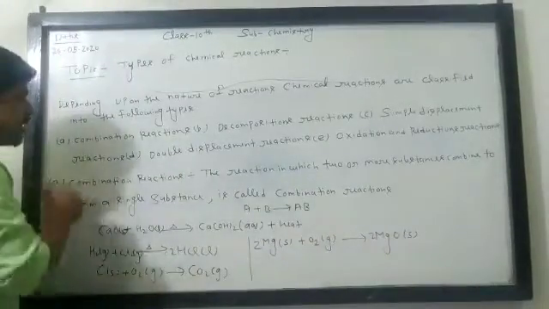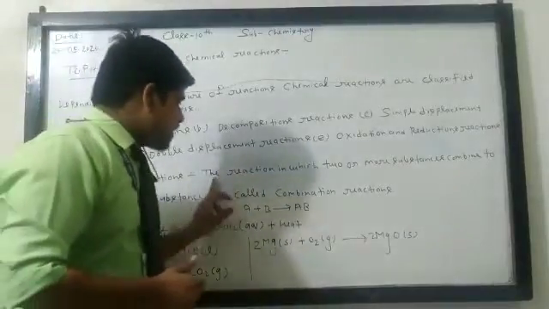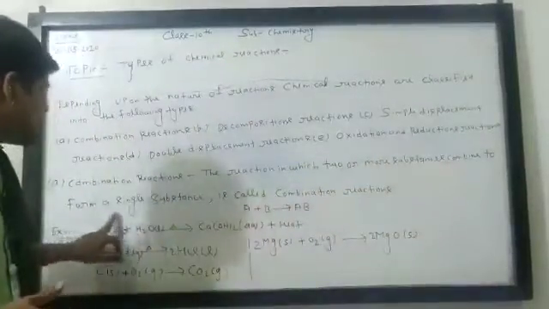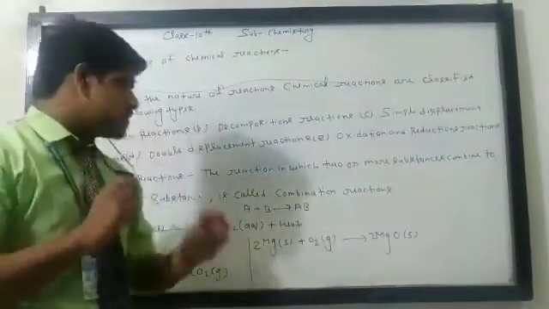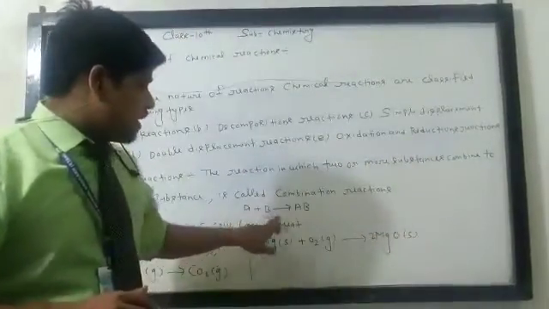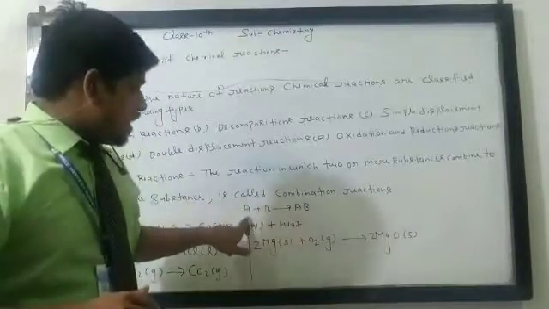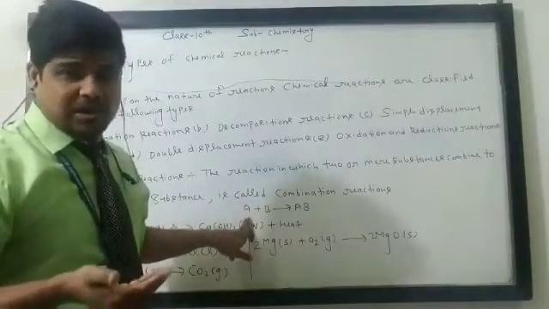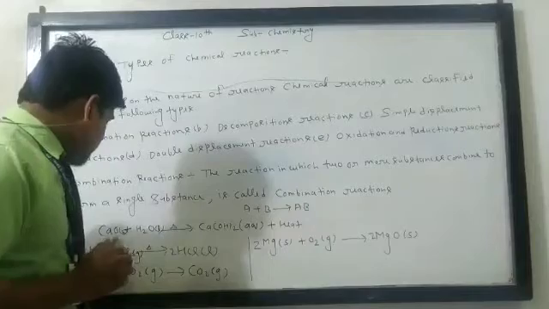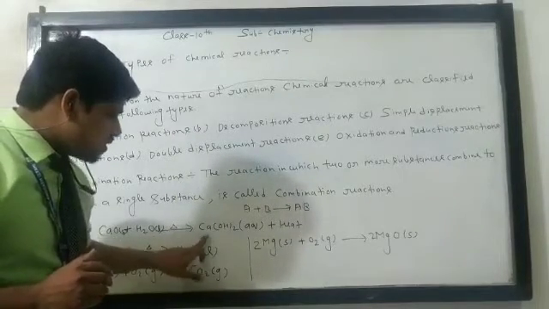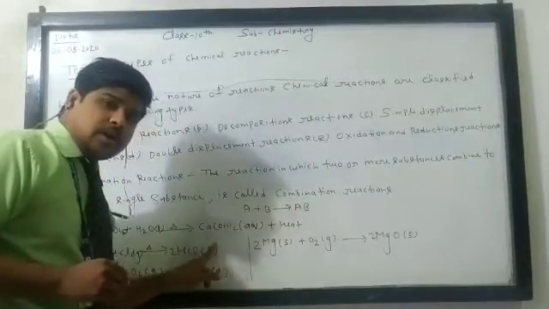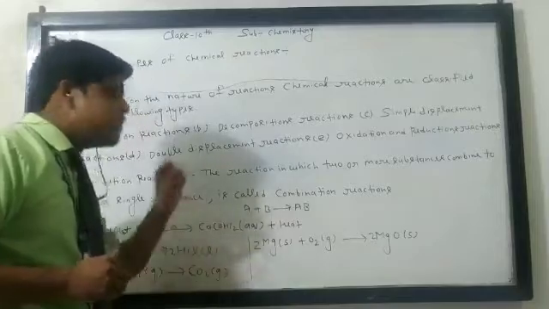First, what is combination reaction? The reaction in which 2 or more than 2 substances combine to form a single substance. Only a single substance is formed. For example, A plus B gives AB. Here A is an element and B is also an element. CaO plus H2O gives Ca(OH)2 plus heat. Only one substance will be formed. This is known as the combination reaction.